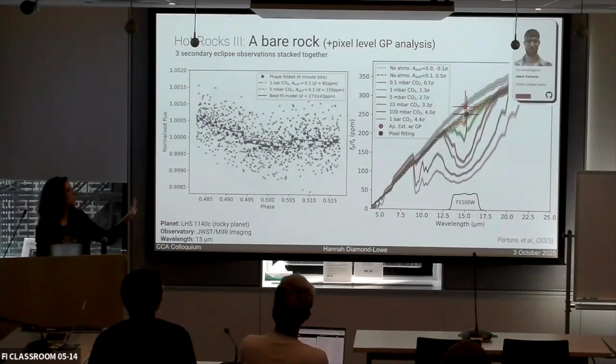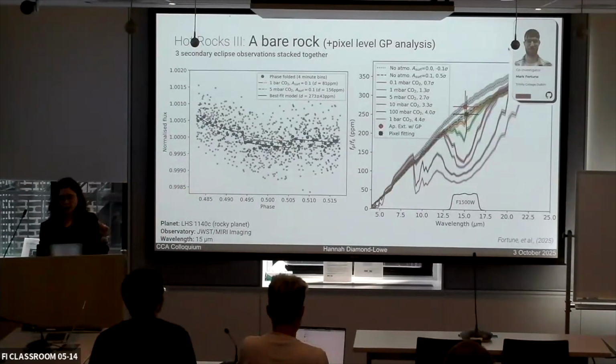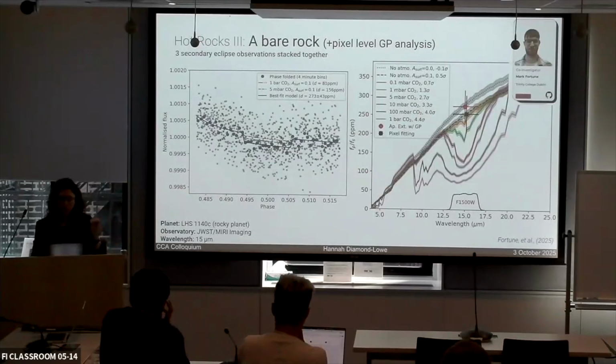So this is the scientific result from that paper. Here you have flux. These are 3 eclipses stacked together. Mark gets this really nice result where this is likely a bare rock, or at least we can say this is not a planet that has more than 10 bars of CO2 in its atmosphere. That's what we can definitively say. Perhaps more than that, maybe it's also a bare rock, but that's less definitive.